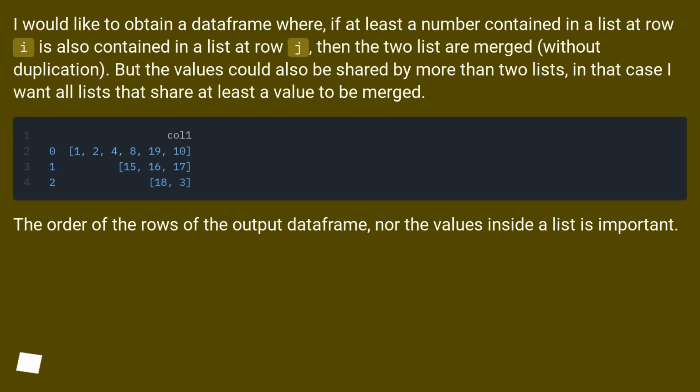I would like to obtain a data frame where, if at least a number contained in a list at row i is also contained in a list at row j, then the two lists are merged, without duplication. But the values could also be shared by more than two lists. In that case I want all lists that share at least a value to be merged. The order of the rows of the output data frame, nor the values inside a list, is important.